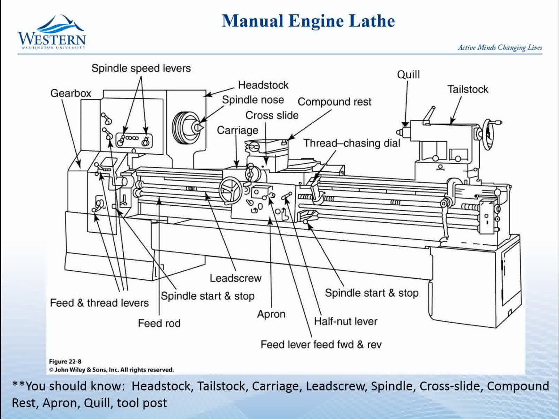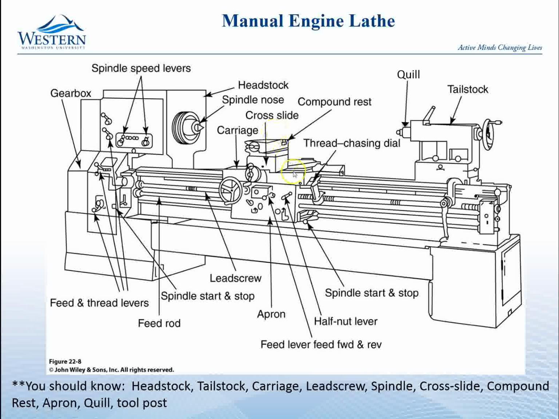So the things that I really want you to know are the headstock and the tailstock and the carriage and the spindle and the cross slide and the compound rest. The apron is the piece that hangs down off the front of the carriage, and it has a lot of controls on it. So that's the apron. We have the quill, and then the tool post sits on top of the compound rest and holds the tool.